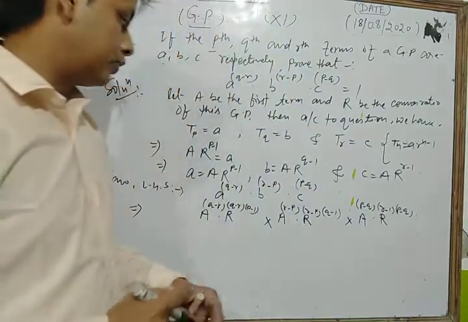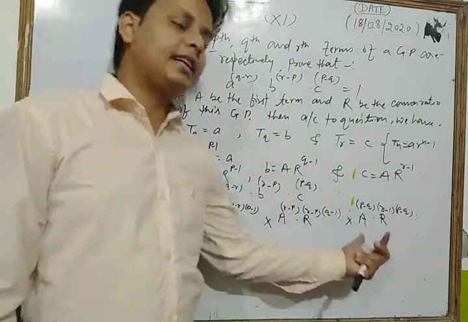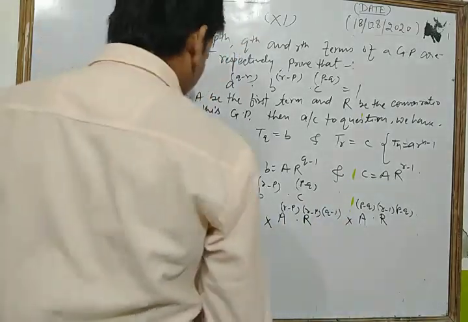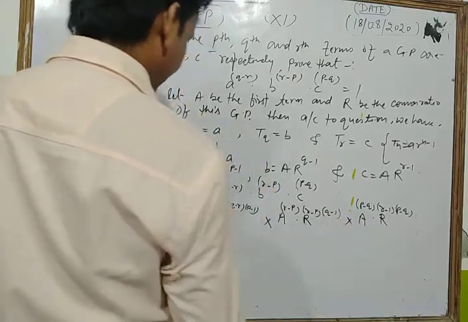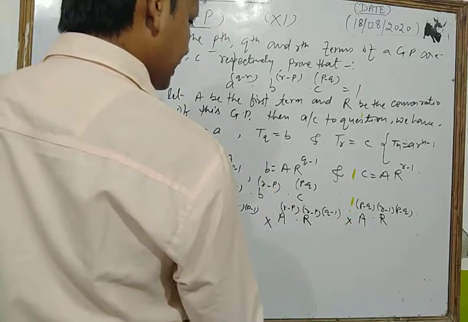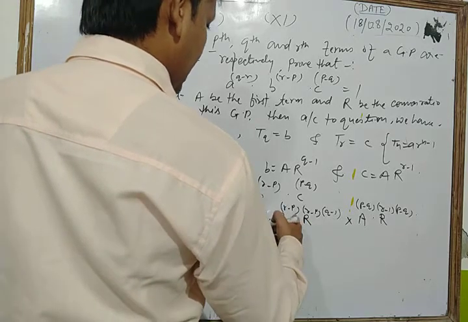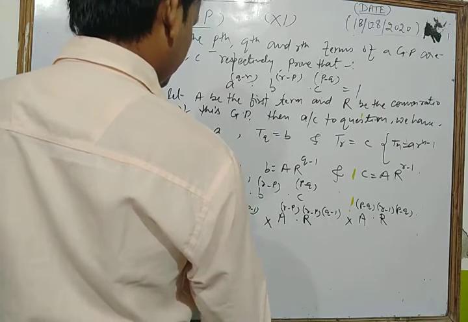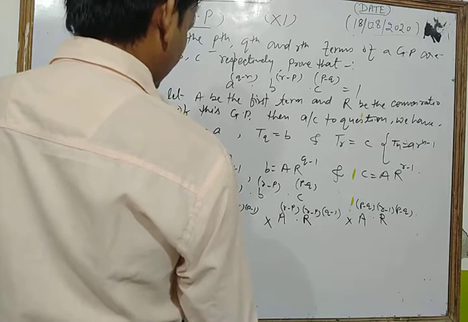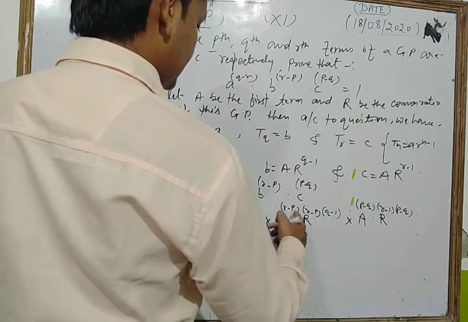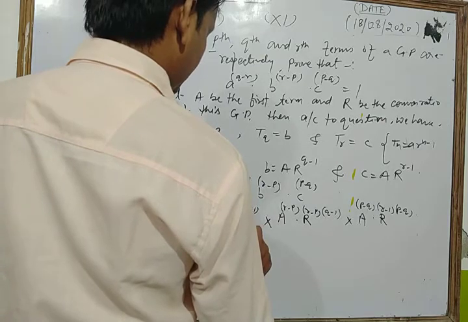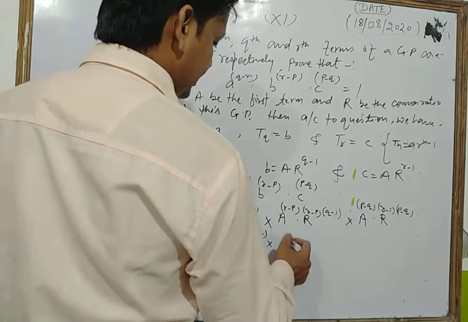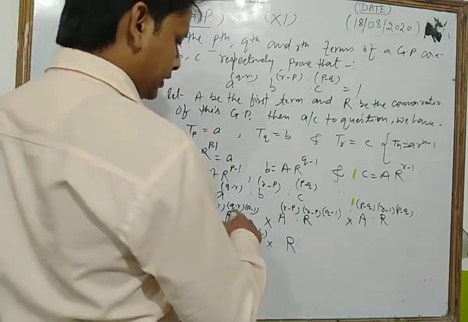Now dear student, we know that when the bases are equal, the powers are added. Here we take A together, so A to the power q minus r plus r minus p plus p minus q. Now we take r together, and we multiply to each other, p q.